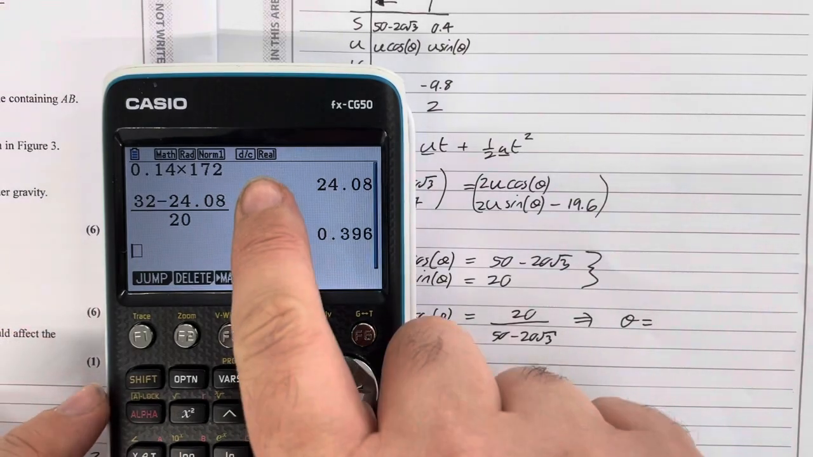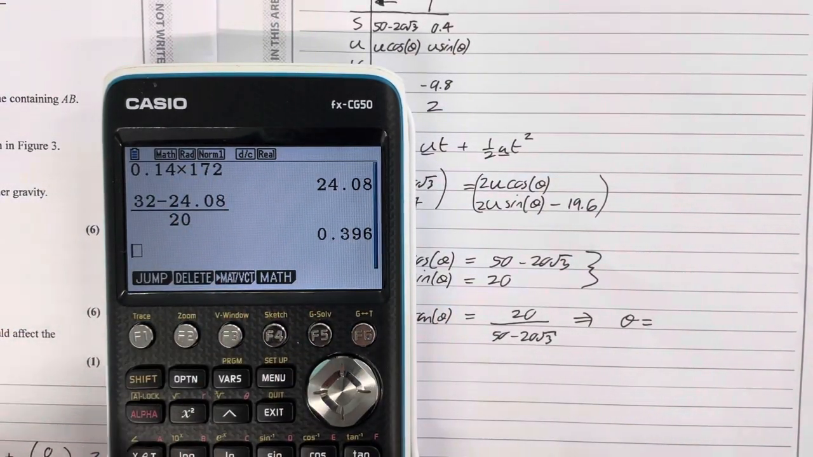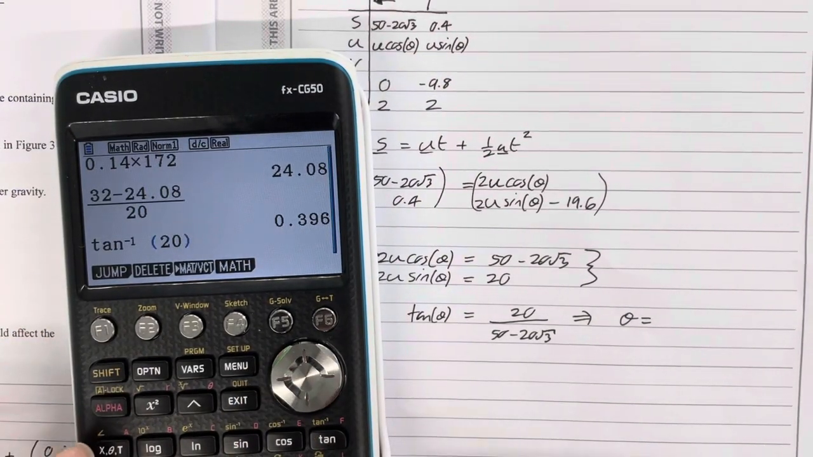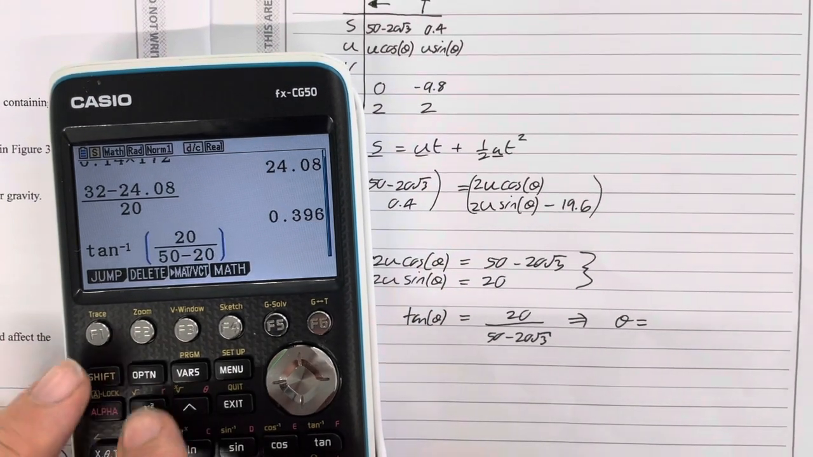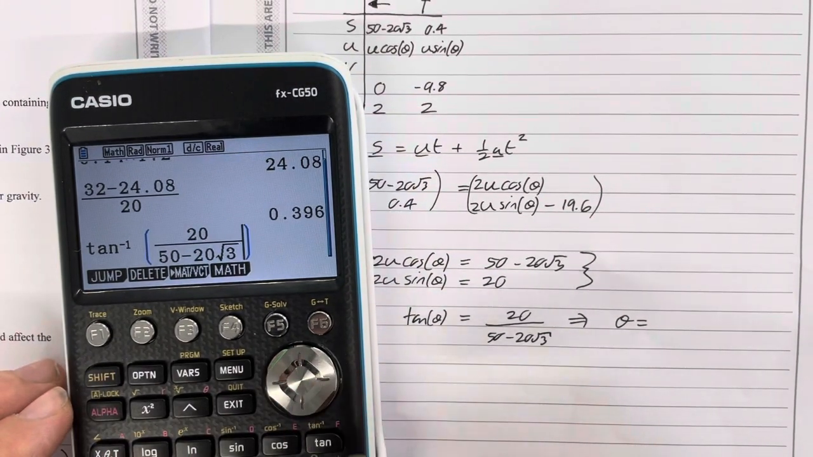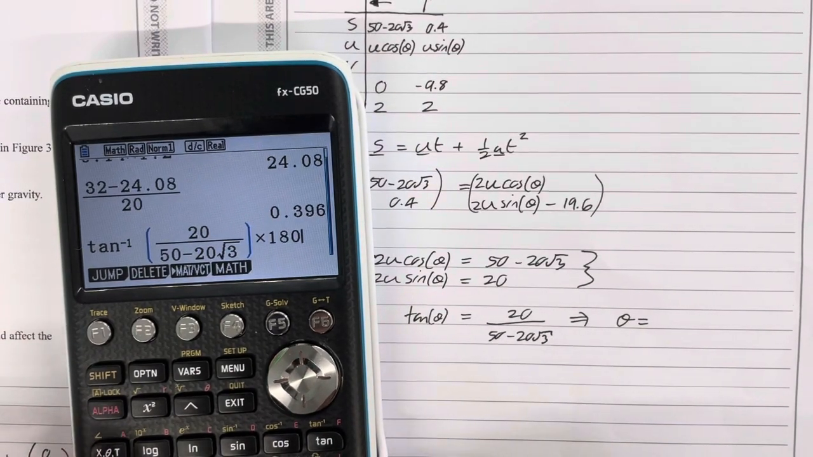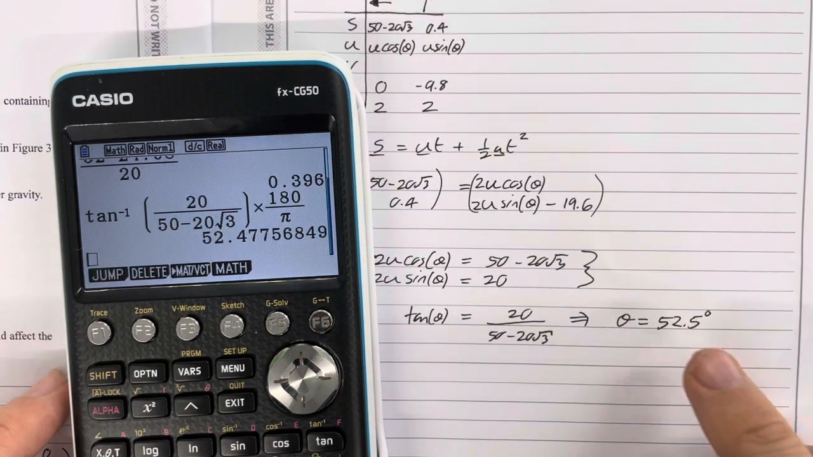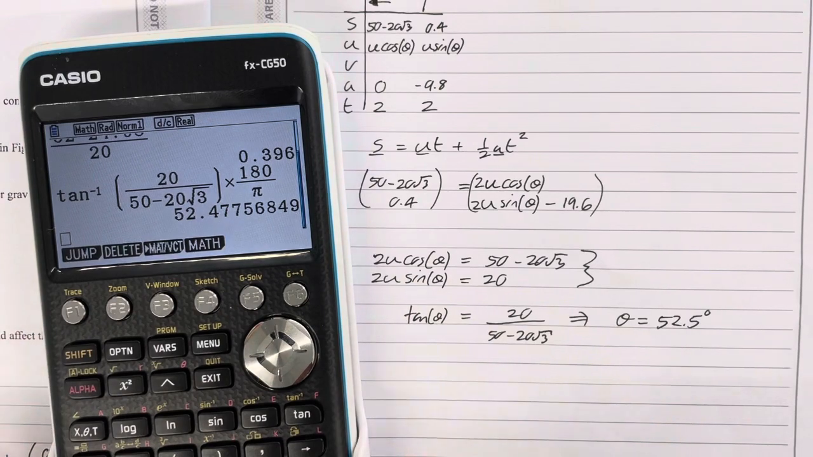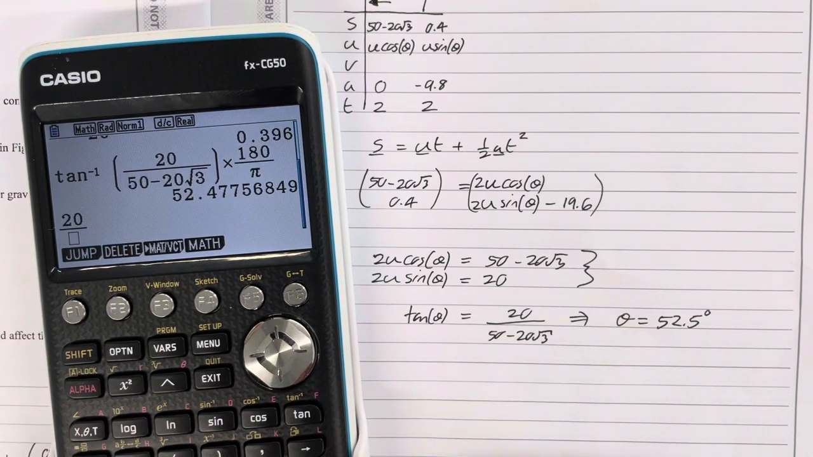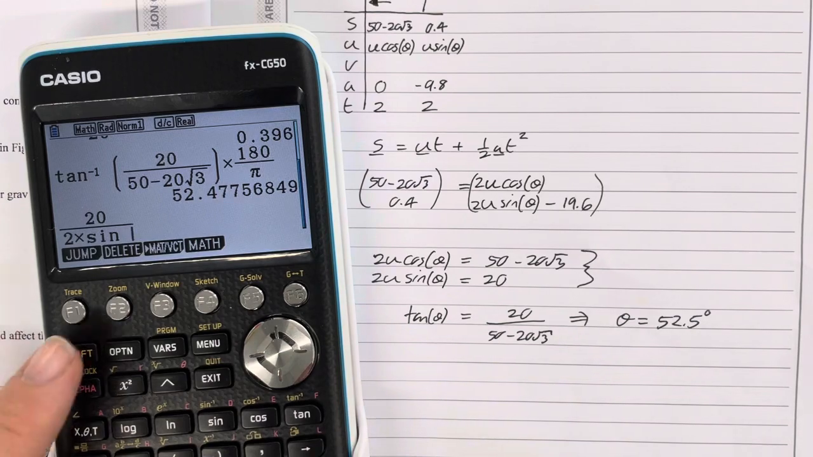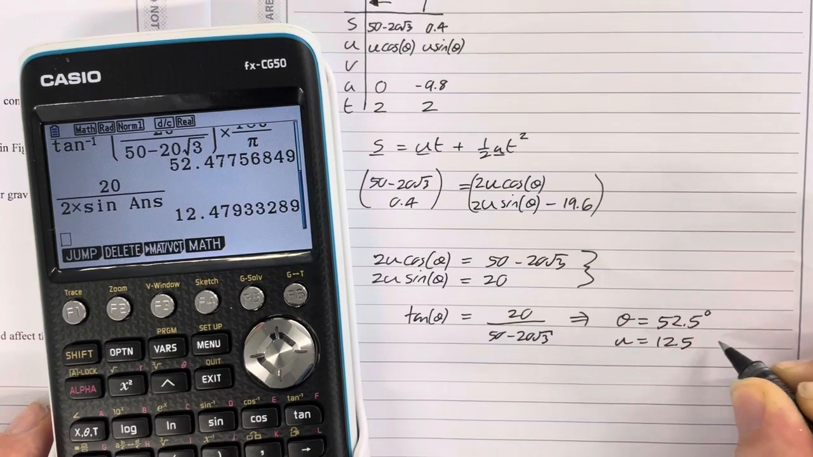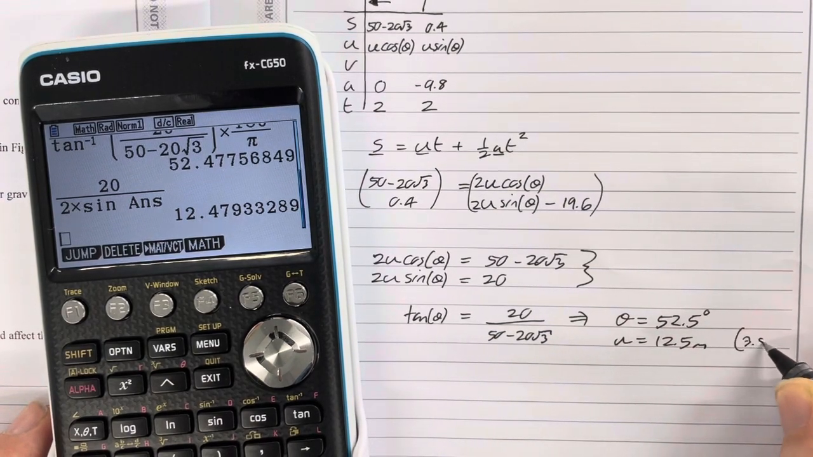I get the calculator. It's in radian mode, so we'll just convert it at the end. So we're going to have inverse tan of 20 divided by 50 minus 20 root 3, and then to convert it back to degrees, times 180 over pi. So that's 52.5 degrees. And then I can plug that back into one of these to find u. So that's going to be 20 divided by 2 times sine of that answer, which comes out to be 12.5 meters. And those are both to 3 significant figures.